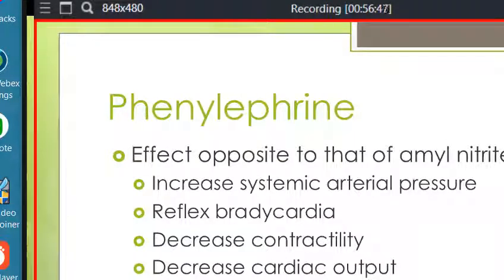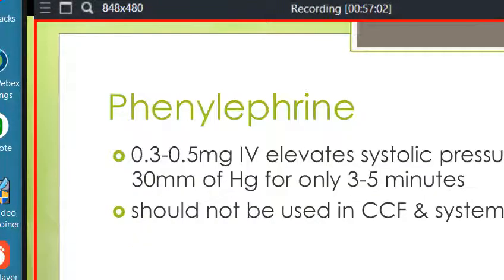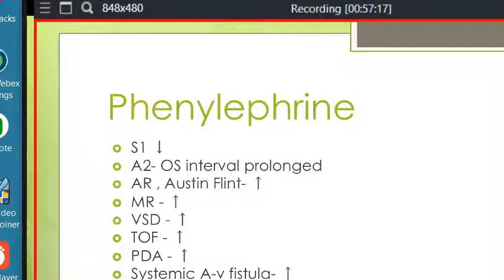Exactly contrasting amyl nitrate is phenylephrine. Phenylephrine produces an effect opposite to that of amyl nitrate. It increases systemic arterial pressure, it causes reflex bradycardia, decreases the contractility, and also decreases cardiac output. So we give 0.3 to 0.5 milligram of phenylephrine intravenously. It elevates the systolic pressure by 30 millimeters of mercury for only 3 to 5 minutes, and it should not be used in patients with heart failure and increased blood pressure.